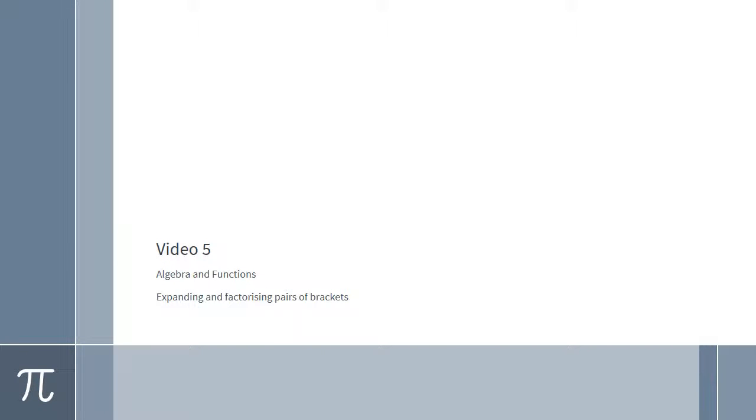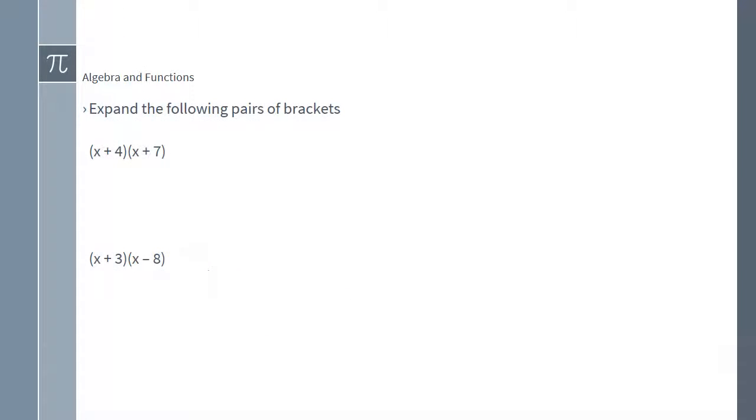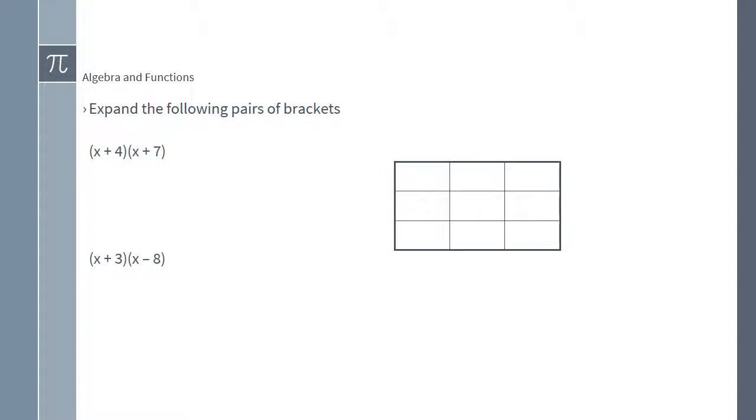Expanding pairs of brackets. Here are some examples. You would have seen these at GCSE. x plus 4 times x plus 7. My personal favourite way of doing these would be to draw out a table, have x plus 4 along the top of the table, x plus 7, the other bracket, down the side of the table, and then multiply each term by each other term.